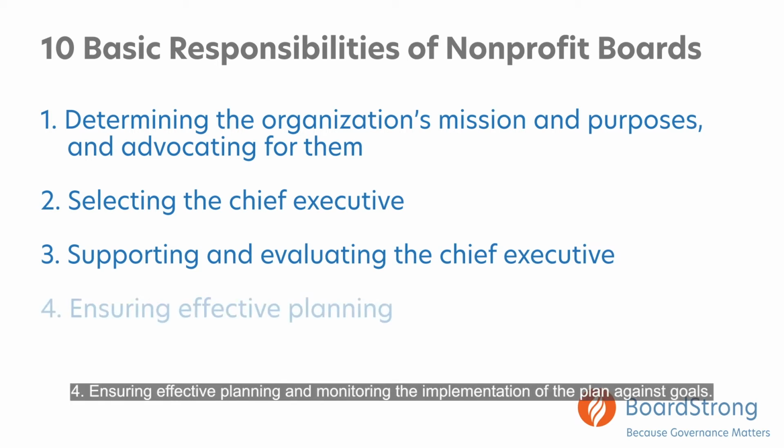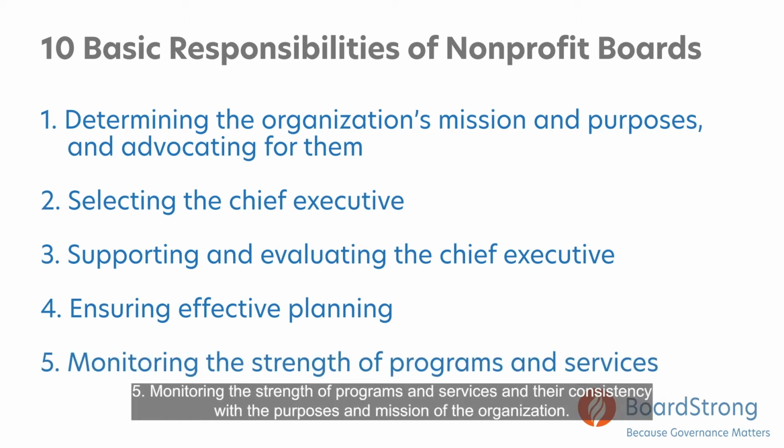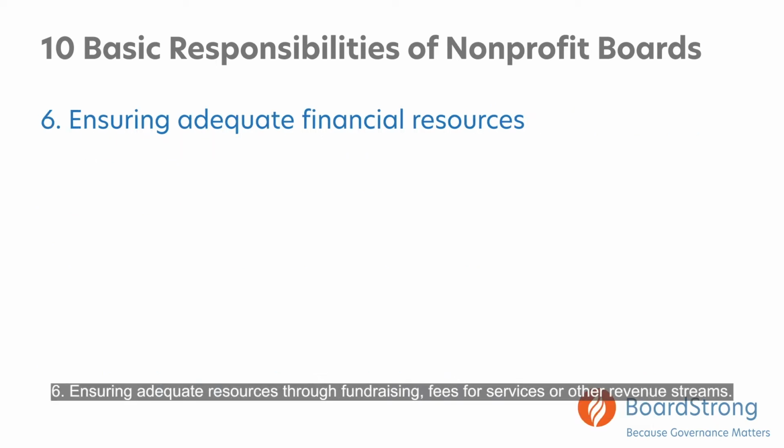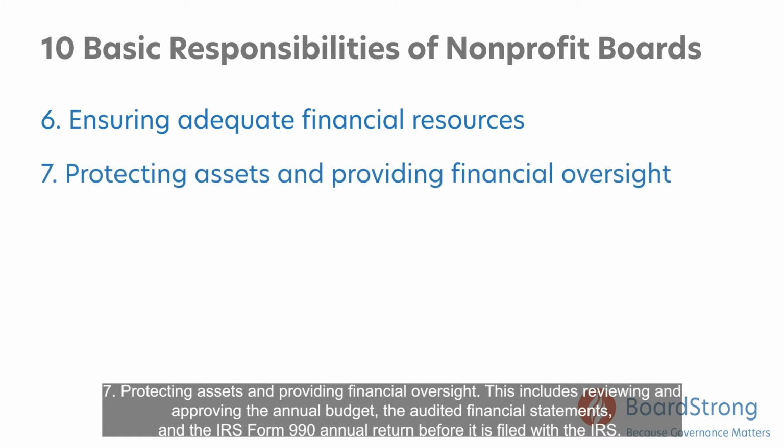Number 4, ensuring effective planning and monitoring the implementation of the plan against goals. And number 5, monitoring the strength of programs and services and their consistency with the purposes and mission of the organization. Number 6, ensuring adequate resources through fundraising, fees for services, or other revenue streams. Number 7, protecting assets and providing financial oversight.